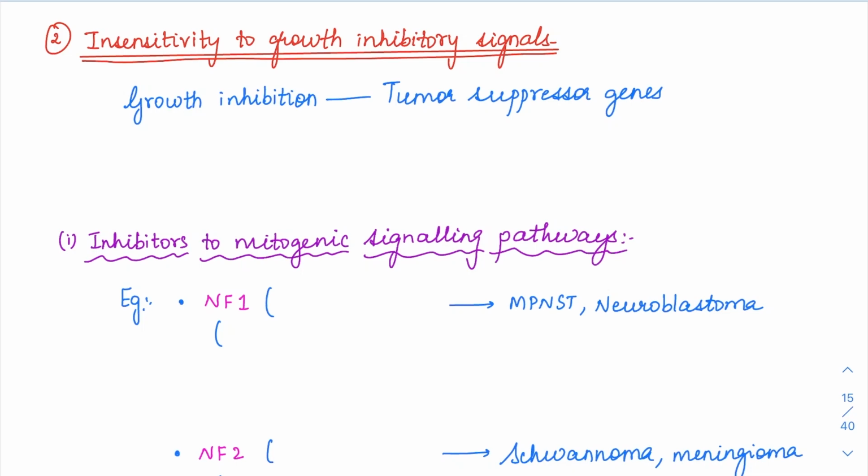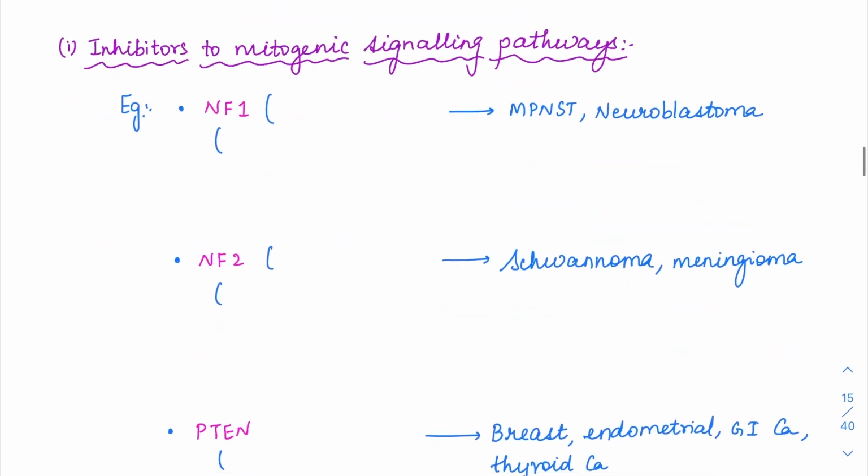So now that we had seen the first hallmark, which was proto-oncogenes, now let's move on to the second hallmark of neoplasia, which is insensitivity to the growth inhibitory signals. Meaning the tumor cells are not going to respond to the inhibitory signals. They are just going on proliferating. Okay. So under this, we have again certain subheadings.